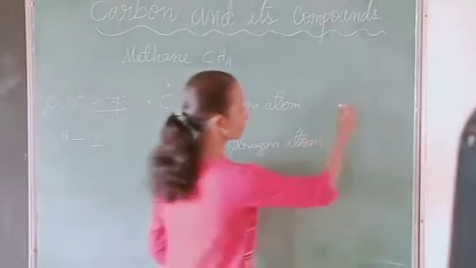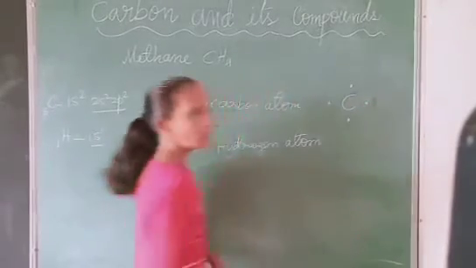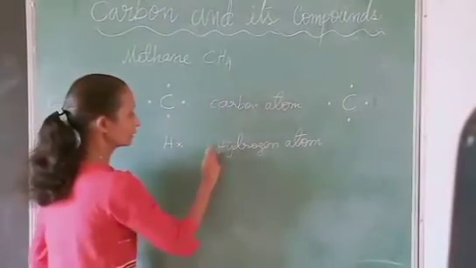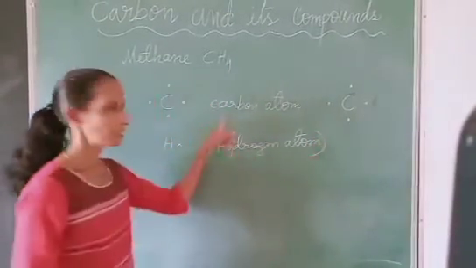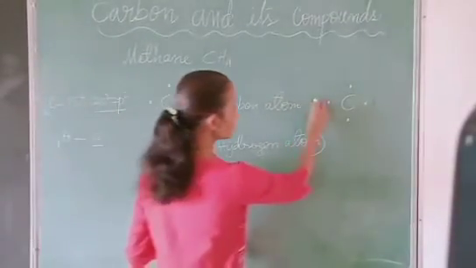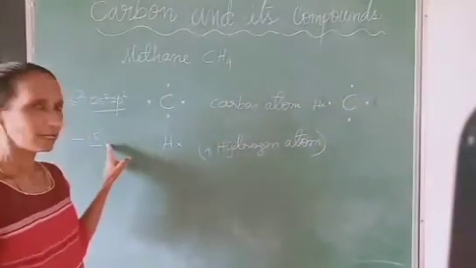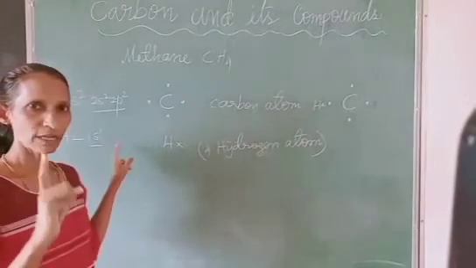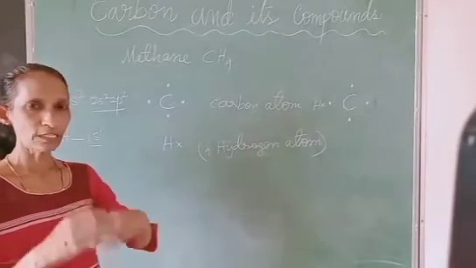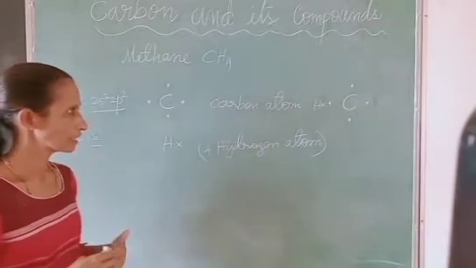Carbon. This is the dot structure of carbon. Hydrogen. How many hydrogen atoms? 4 hydrogen atoms. 4 hydrogen atoms and 1 carbon atom. 1 hydrogen atom you write here. The atomic number of hydrogen is 1. It has 1 electron in its outermost shell. It requires 1 electron. Carbon requires 4 electrons to attain the noble gas configuration or the octet configuration.